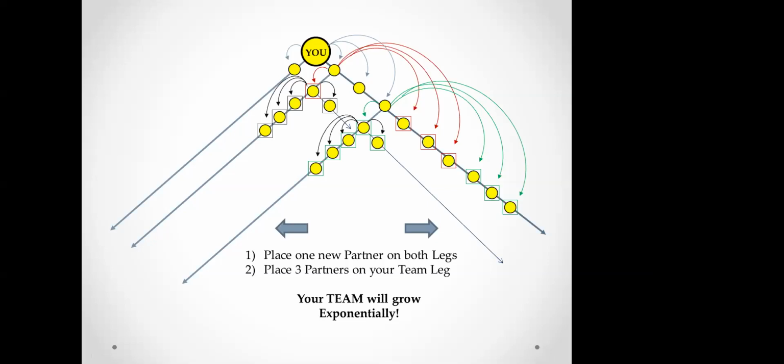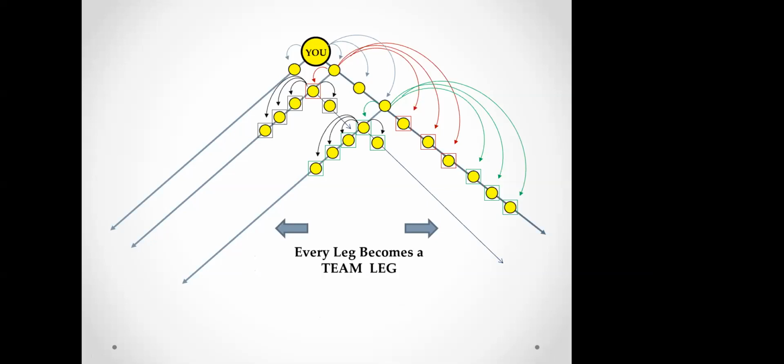And if those 3 to 5 people are seeing the Healy, using the Healy, they understand, and you teach them the binary. If they don't understand it right away, get them in front of tools like this where they can learn how to do it. The excitement is amazing, and your team will grow exponentially. Every leg becomes a team leg.